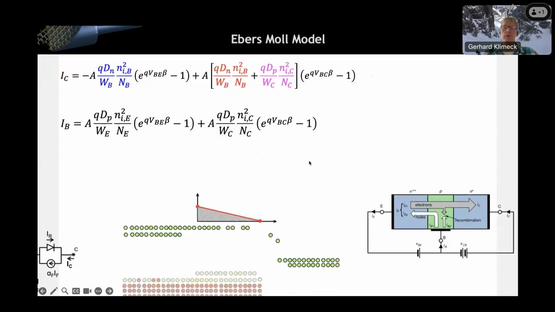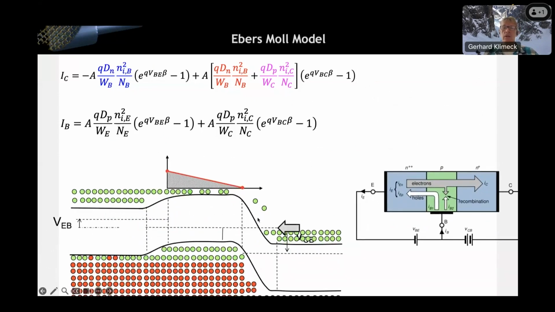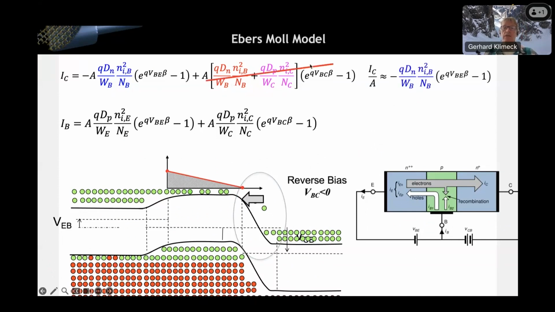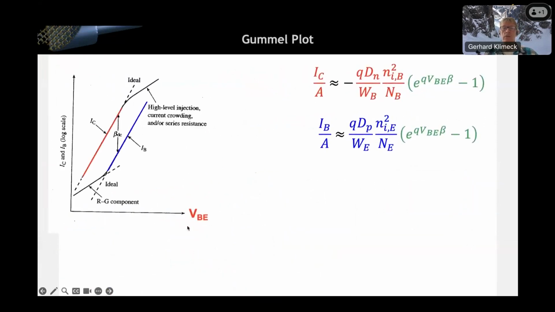Now, if we are reverse biasing the base collector junction, these components here that are being back injected are very small. So we can discard this term, and the same is true. There's not going to be holes flowing this way in this reverse bias. So we can eliminate those terms. We have two terms left, and basically the collector and the base current are dominated by the base emitter junction. So when you do that, you basically plot two of these currents.